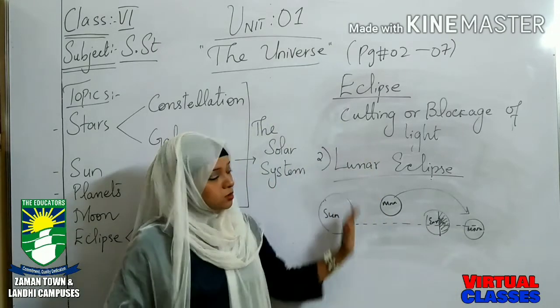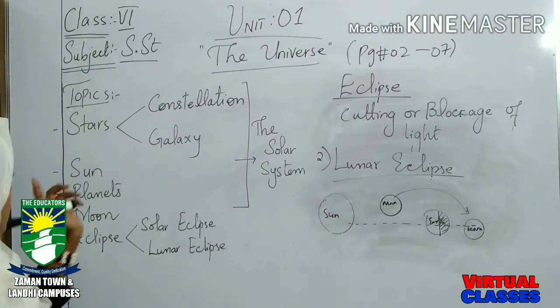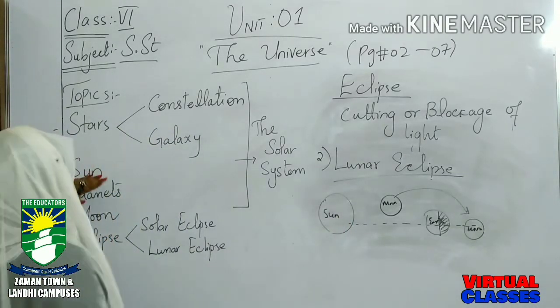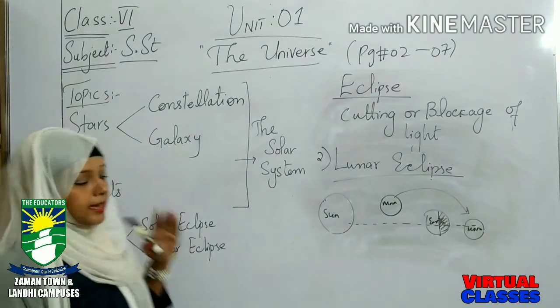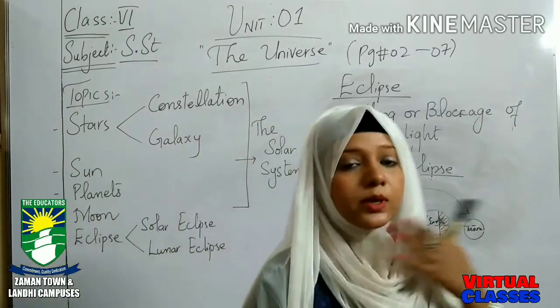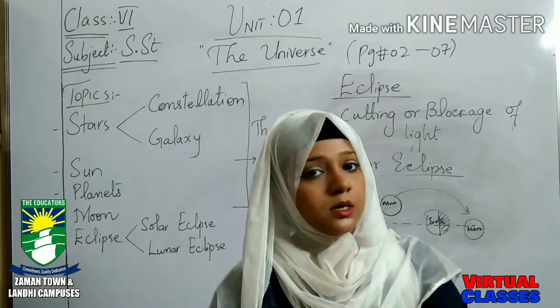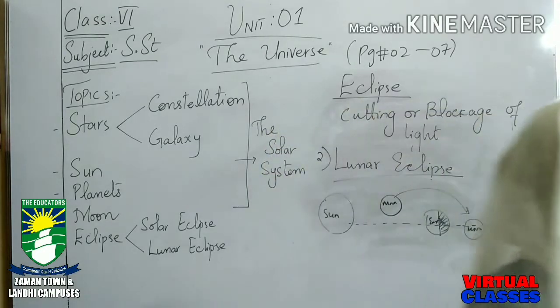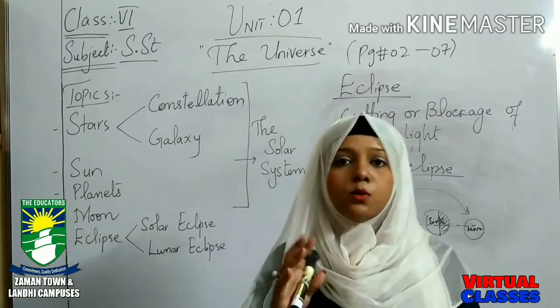Right? That is all related with the explanation of this chapter about the stars, the sun, the planets, the moon and the eclipse. If you still have any question related to the explanation, you can ask in the comment section. Now let's come towards its homework. You can find the homework clearly in the homework folder.